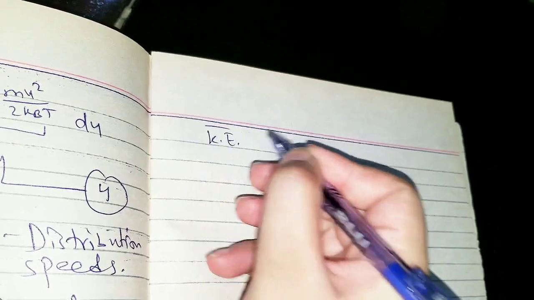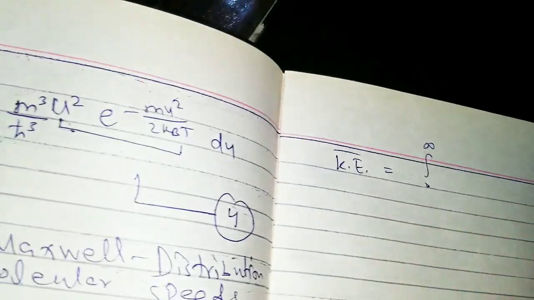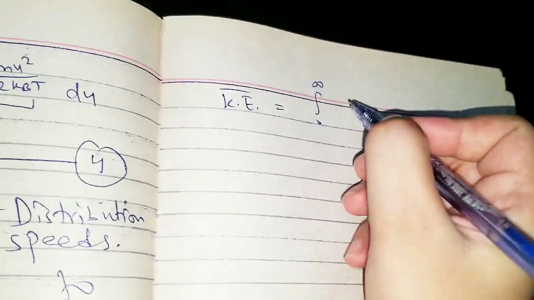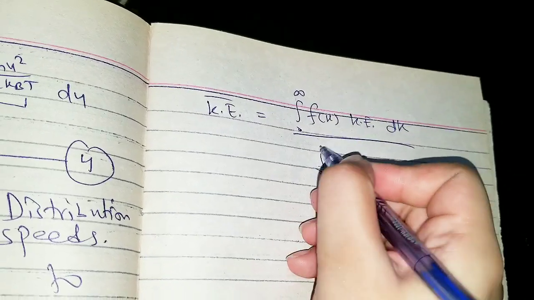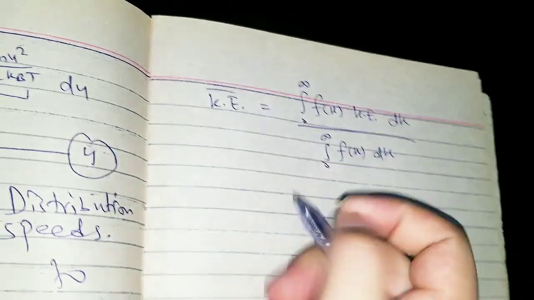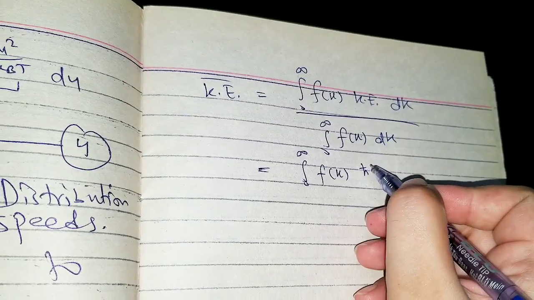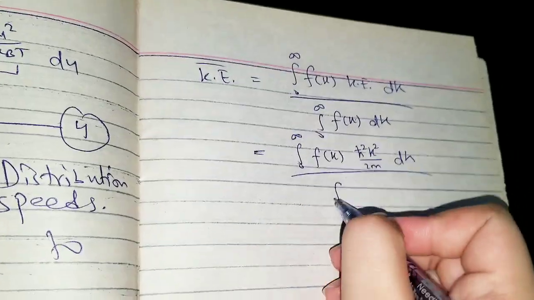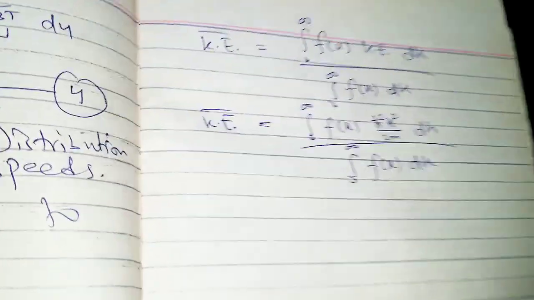Similarly, for average kinetic energy, it's optional whether to use k space or u space. I'll write it in k space because we have already written it in u space. You know what the kinetic energy is in u space, so I'm doing it for k space: the integral of f of k times the kinetic energy term times dk, divided by the integral from 0 to infinity of f of k dk. Kinetic energy in k space for a free particle is h-bar squared k squared by 2m. H-bar squared by 2m just comes out of the integral, and this is solved to find the average kinetic energy.